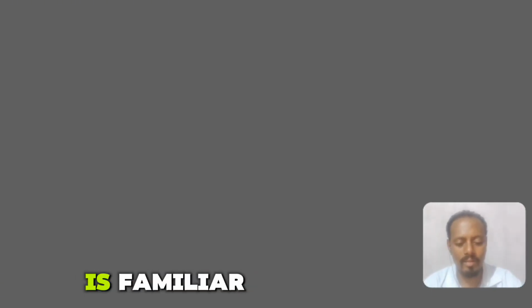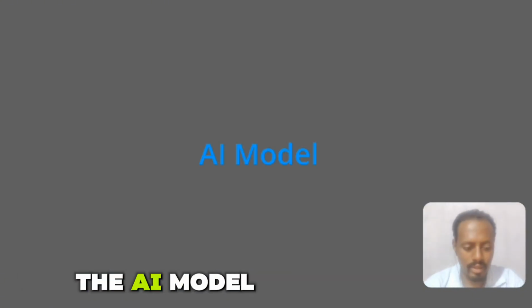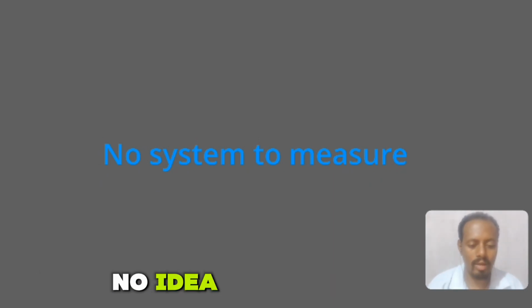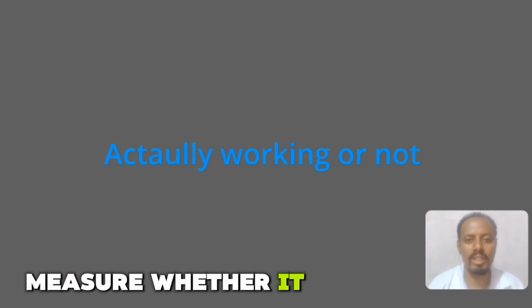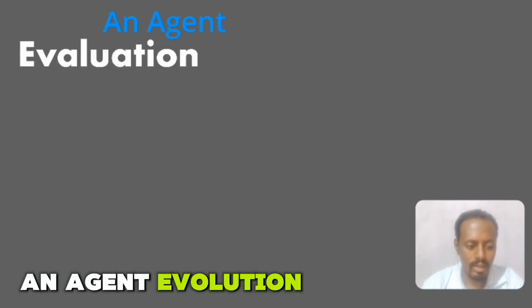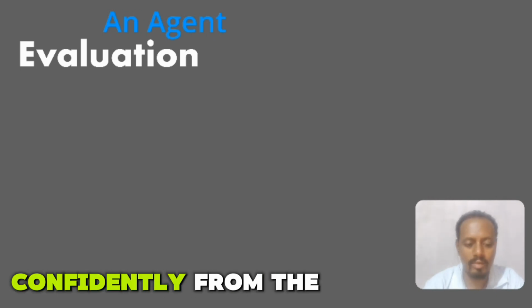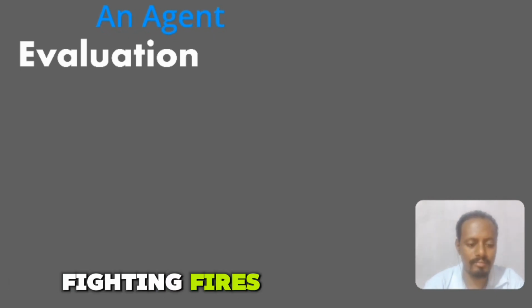If that sounds familiar, here is what most people don't understand. The problem wasn't the AI model itself. The problem was no system to measure whether it was actually working or not. That is what today's video is about: agent evaluation. The discipline that separates teams that ship confidently from teams that are always fighting fires.